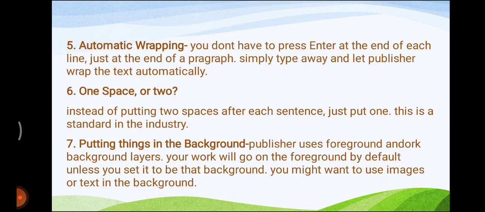Number 5 is automatic wrapping. You don't have to press enter at the end of each line, just at the end of a paragraph. Simply type away and let Publisher wrap the text automatically. Number 6, one space or two. Instead of putting two spaces after each sentence, just put one. This is standard in the industry.